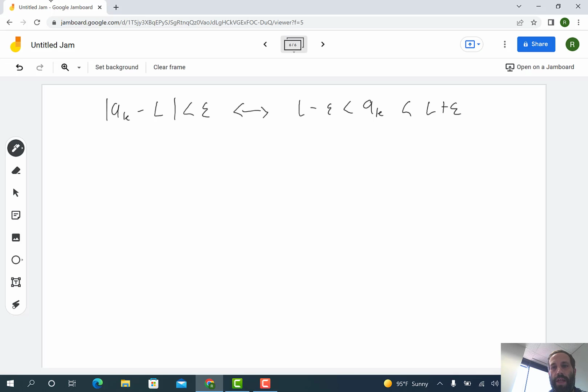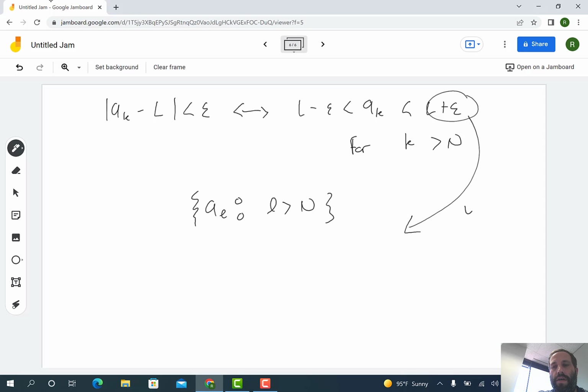Okay, so this inequality is true for all k greater than N. In other words, if I look at the set {a_l : l greater than N}, then L plus epsilon is going to be an upper bound for this set, because this inequality is true whenever k is bigger than N. And this set consists only of a_l where l is bigger than N. So if a_l is in this set, then it's less than L plus epsilon. So L plus epsilon is an upper bound for this set.